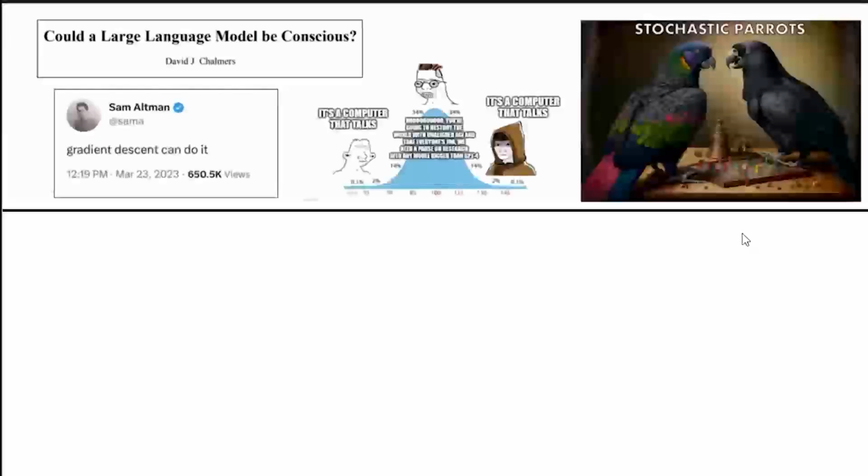So just to exemplify, we have this huge success, and we have a kind of a debate where some people say, could a large language model be conscious, right? They ascribe it consciousness and agency and so on. This is David Chalmers, he's a philosopher, so he's not a neuroscientist. And then some people say, oh, no, these are just stochastic parrots, random parrots. They have no idea what they're doing, nothing. And Sam Altman, the head of OpenAI, says gradient descent can do it. Gradient descent can be enough for a model to be fully intelligent, just like a human, and so on. And some people say, no, it's just a computer that talks, whatever.